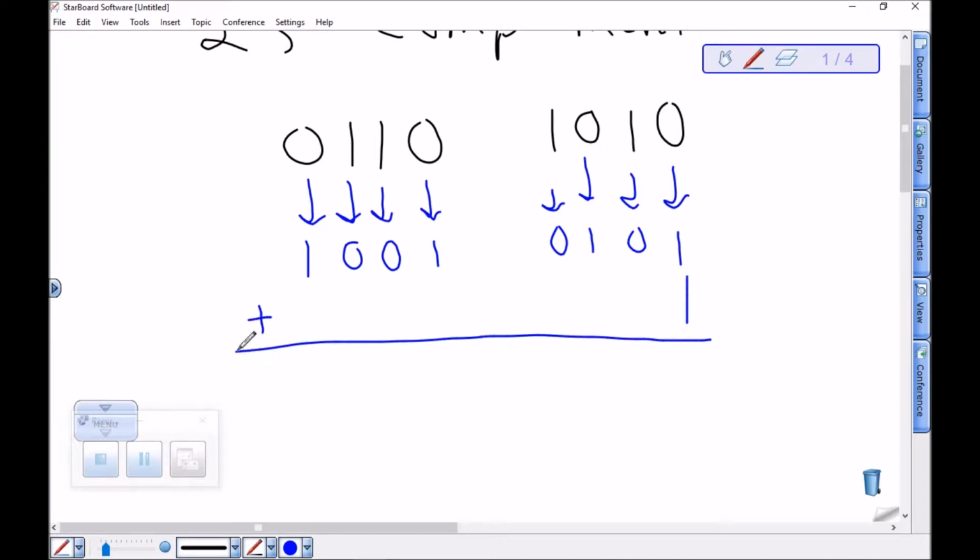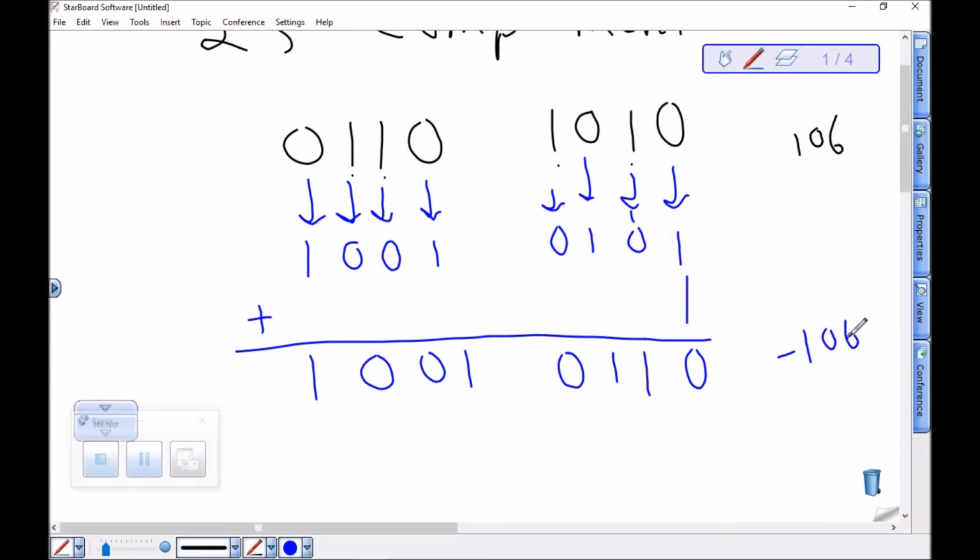Remembering again binary, 1 plus 1 is 0, carry the 1. 1 plus 0 is 1, and then 1, 0, 1, 0, 0, 1. Okay, there's the 2's complement. And just a quick reminder, this original number, let's see, that's 2, 8, 32, 64. If I add those guys together, this is the number 106. So this number we just found represents negative 106.